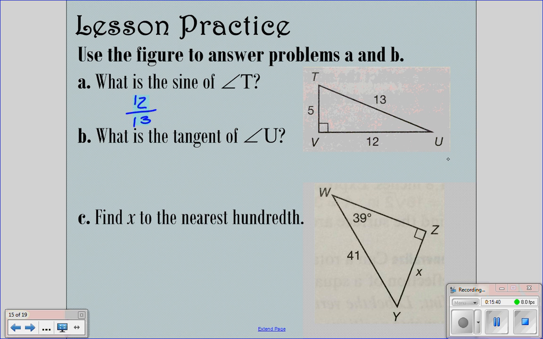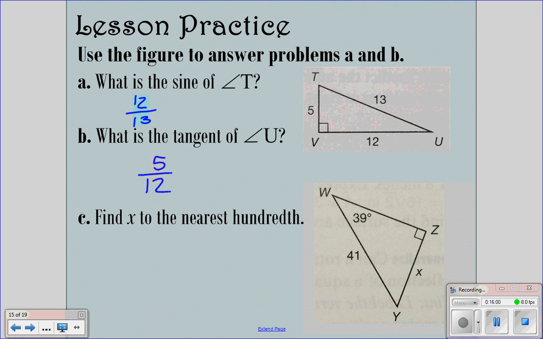For the tangent of angle U, tangent is opposite over adjacent. So opposite is 5, adjacent is 12. Your hypotenuse can never be your opposite or your adjacent. It's always the hypotenuse. So if it's talking about adjacent, it's not the hypotenuse. It's the other side that's next to that vertex.